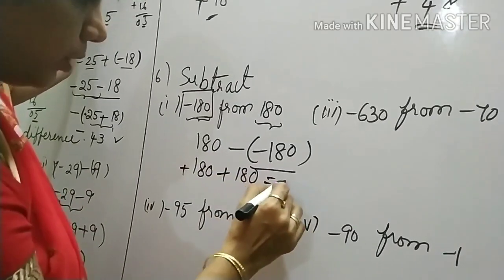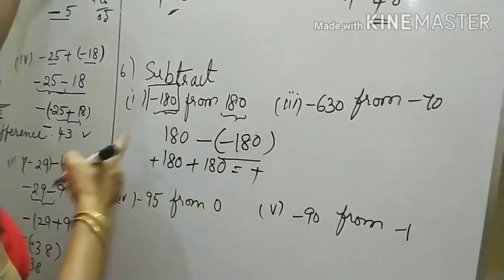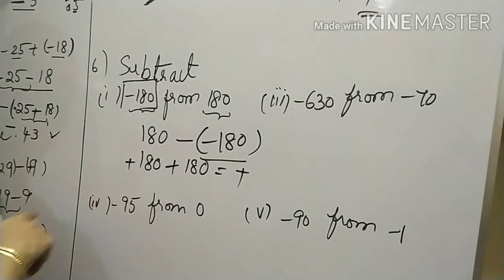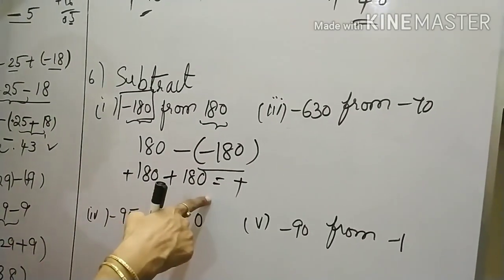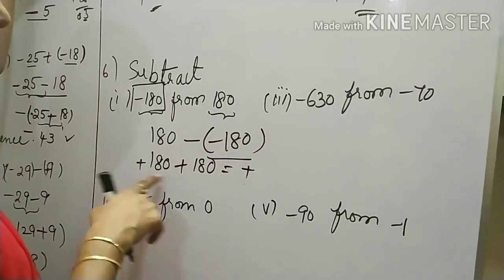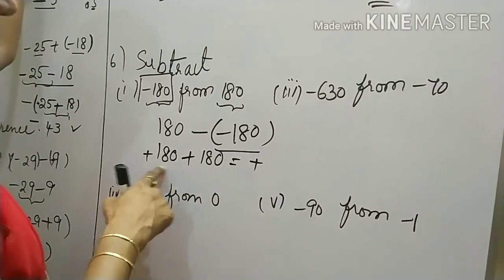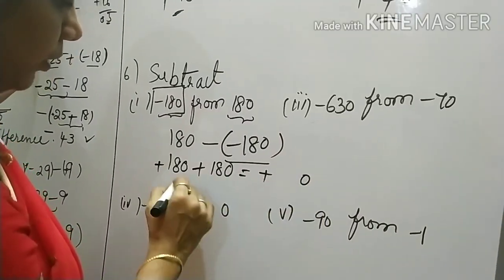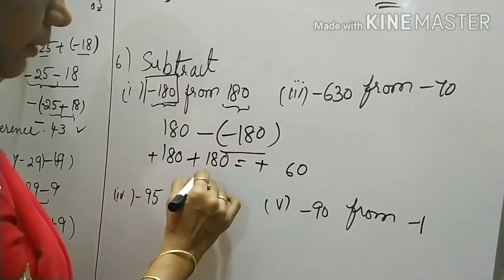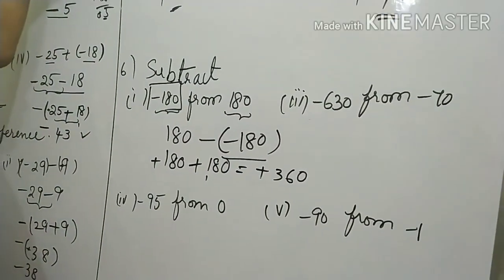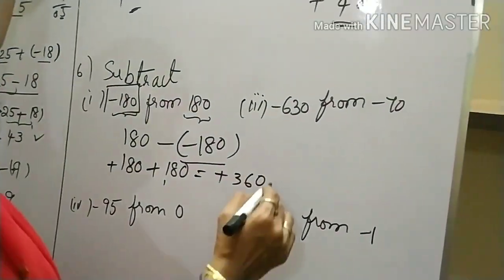Both are plus only, so I am writing plus. While writing minus, both are minus, so I am writing minus and adding these two. Here also I am doing the same thing. Both are plus, so I am taking plus. After that I am adding 180 plus 180. 0, 0, 0. 8 plus 8, 16. 1, 3. 3, 16. Okay. Like that. See this one.